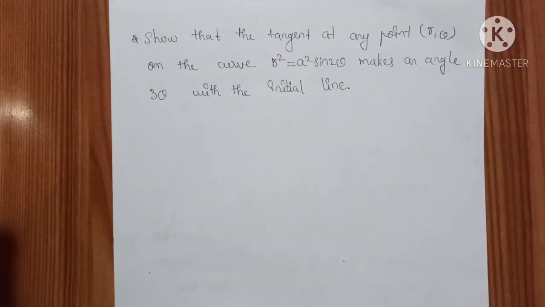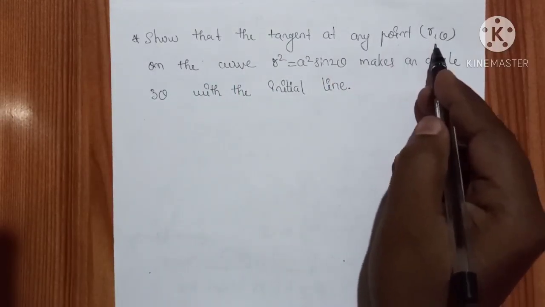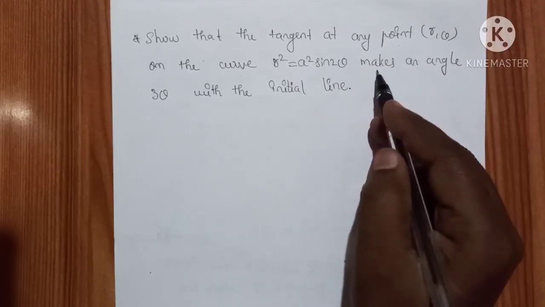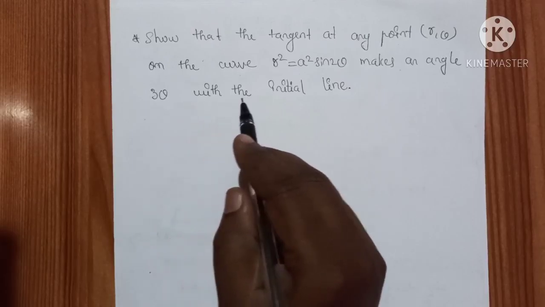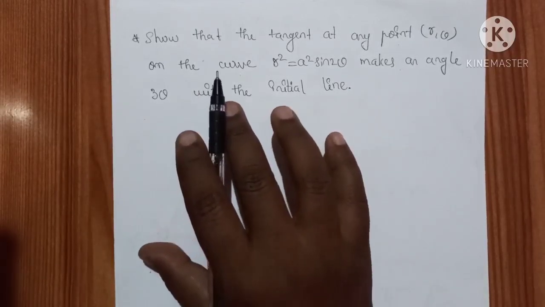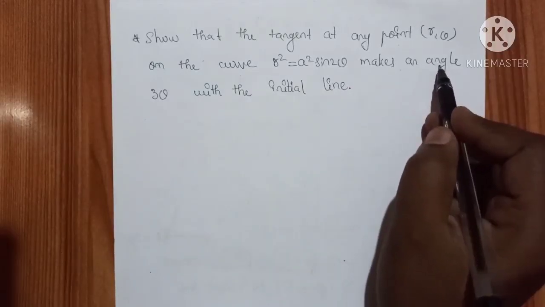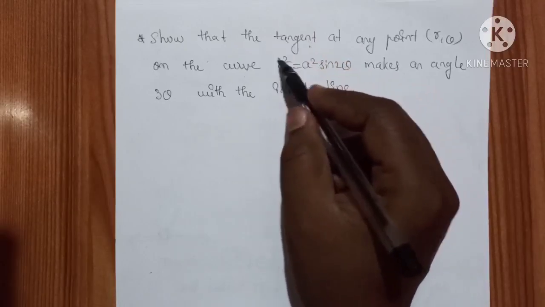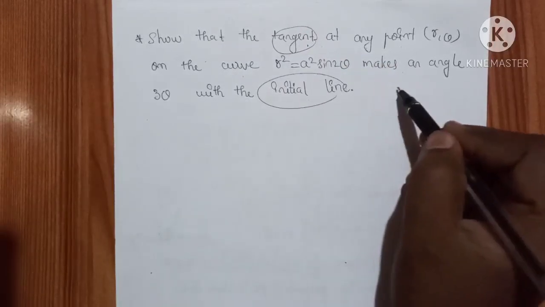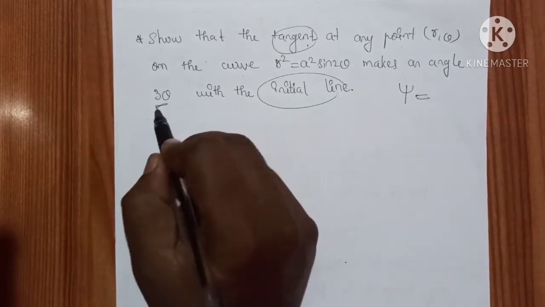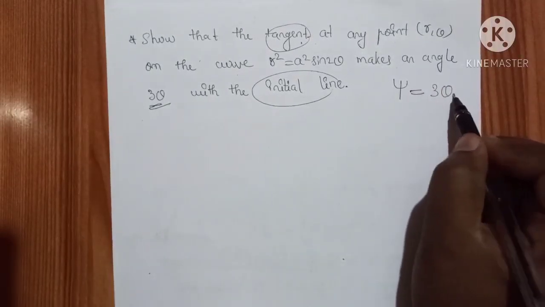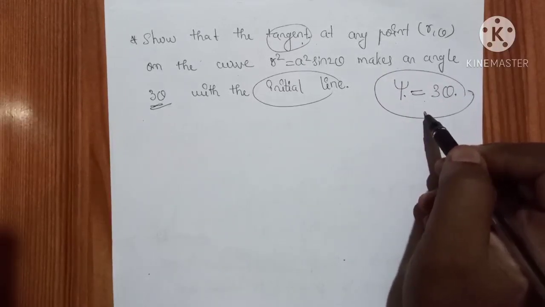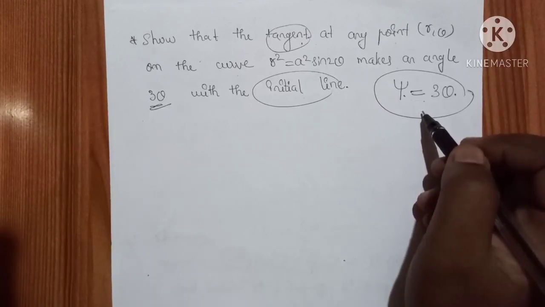Next problem. Show that the tangent at any point r comma theta on the curve r square equals a square sine 2 theta makes an angle 3 theta with the initial line. So here we have to show that the angle between tangent and the initial line, that is psi, is equal to 3 theta. Very simple. We have to just find the psi value. If we are getting 3 theta, then that is our proof.